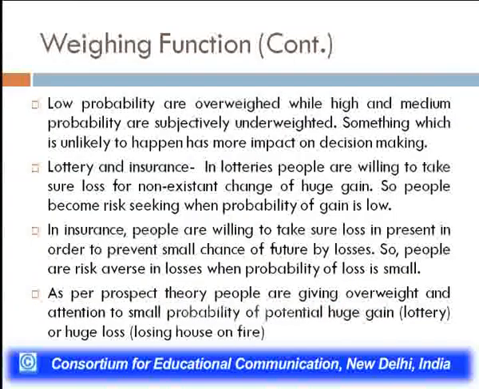Let us take an example of lottery and insurance. In a lottery, people are willing to take a sure loss for a non-existent chance of a huge gain. When we invest money in a lottery, it is just a gamble. We are investing our money hoping for a huge gain which may happen, but the chances of it happening are very, very low. But at that point of time we become risk seekers when the probability of the gain is low.